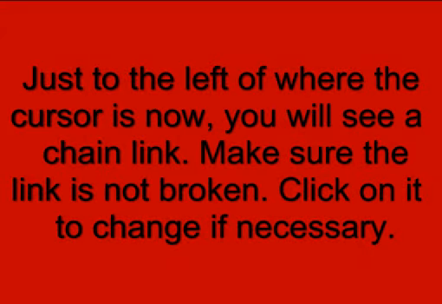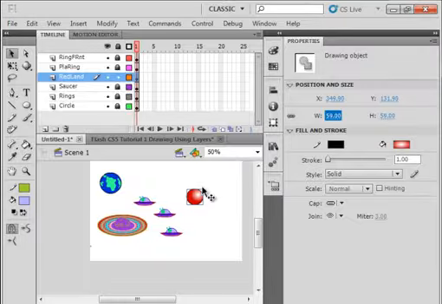Just to the left of this cursor, where I'm at now, you'll see something that looks like a chain link. If you click on that, the link will break. If you click on it again, the link will close together. You want to make sure the link is closed together, because that'll change both the X and the Y sizing of the object. And then I'm going to just click on it and put it back here.